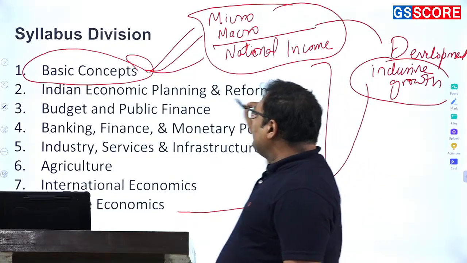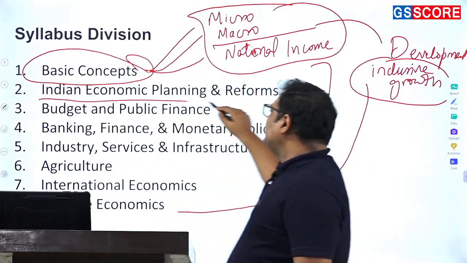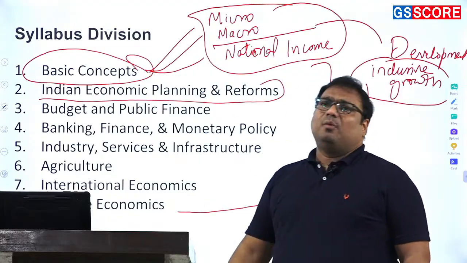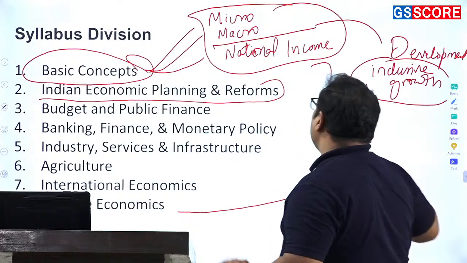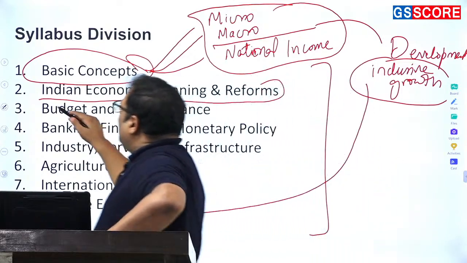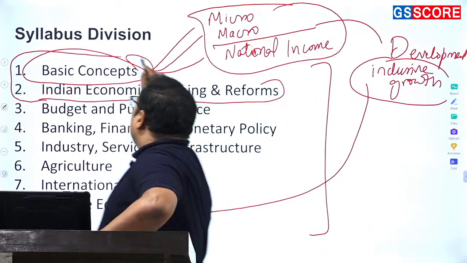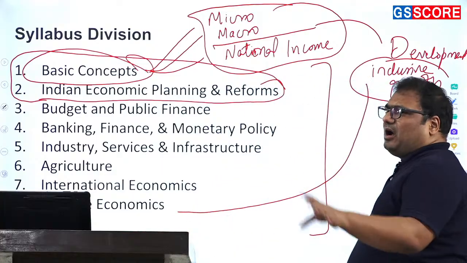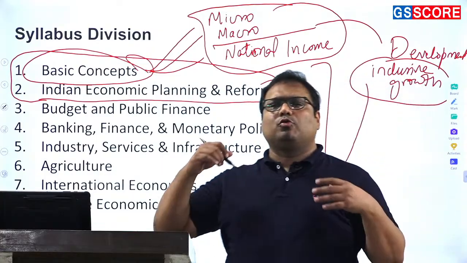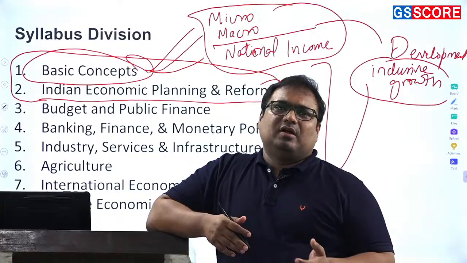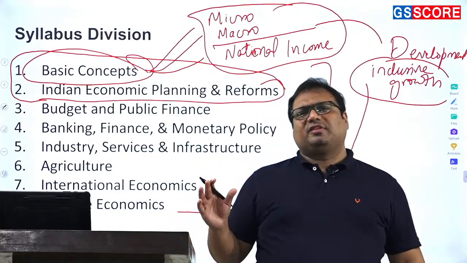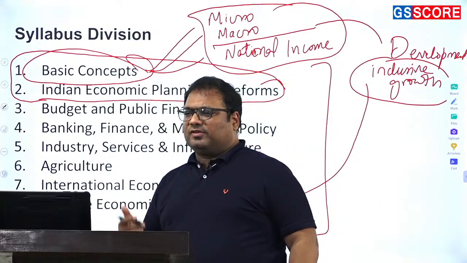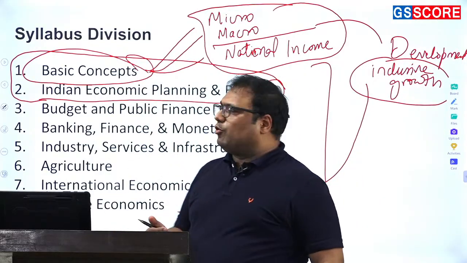Then, Indian economic planning and reforms. From this area also we have questions, but again, very few themes and very few questions. So, the first 2 areas are in a way the basic idea that you need to have in order to start preparing the subject. These are the basic building blocks. Although there are 4 or 5 themes in total in both of them, from where direct questions can come.